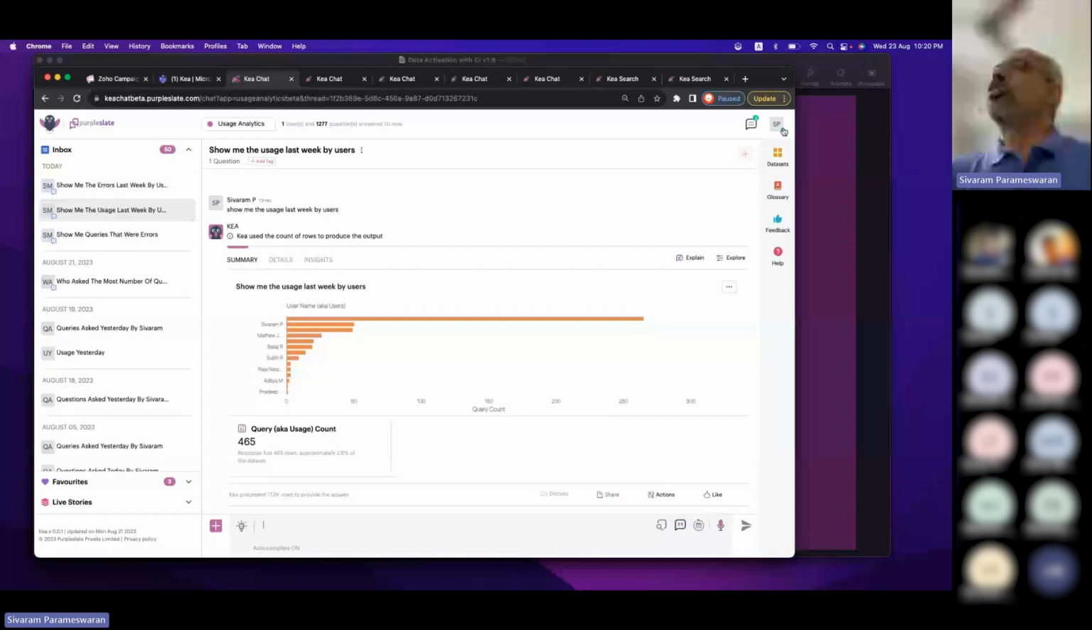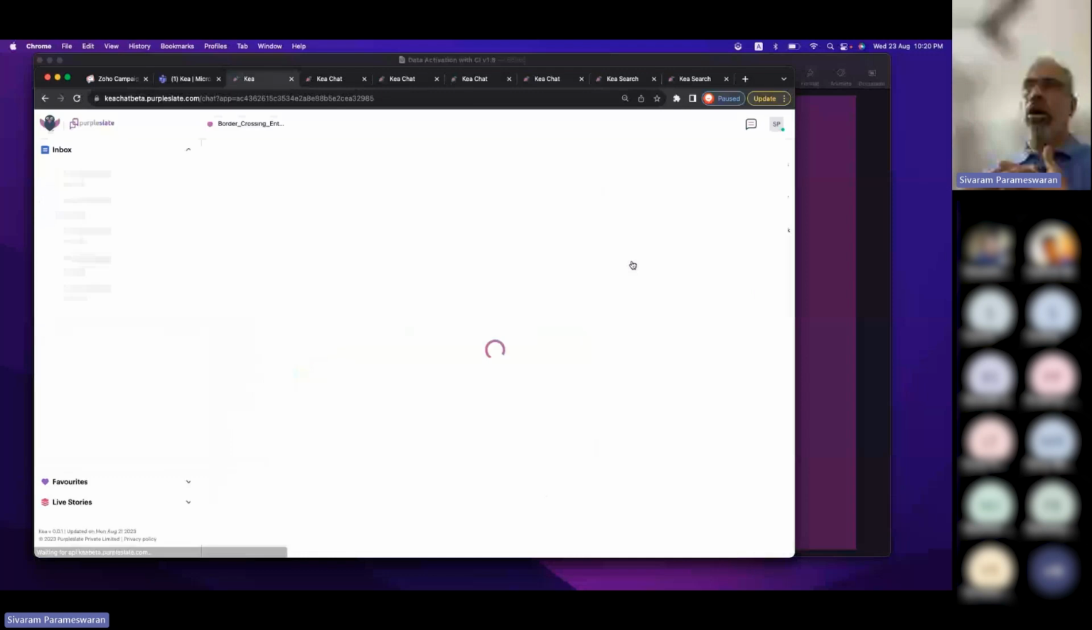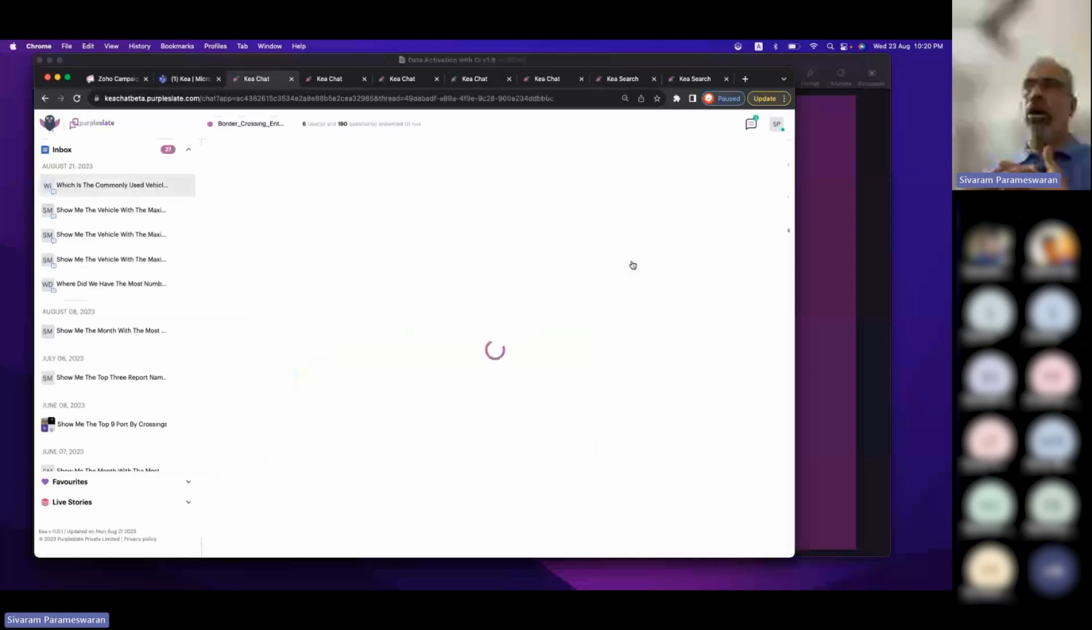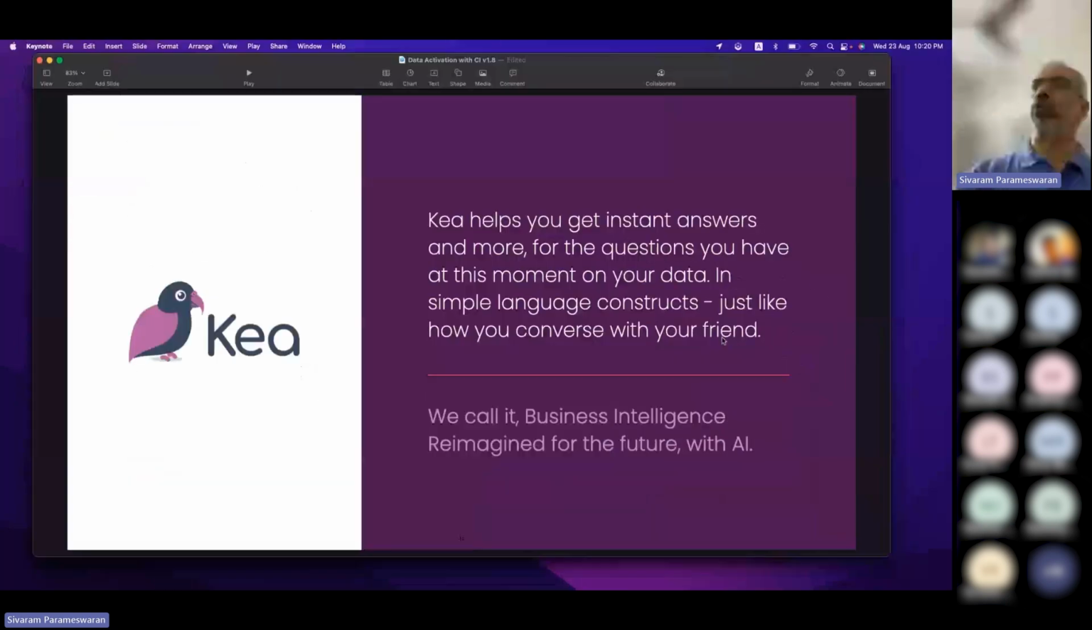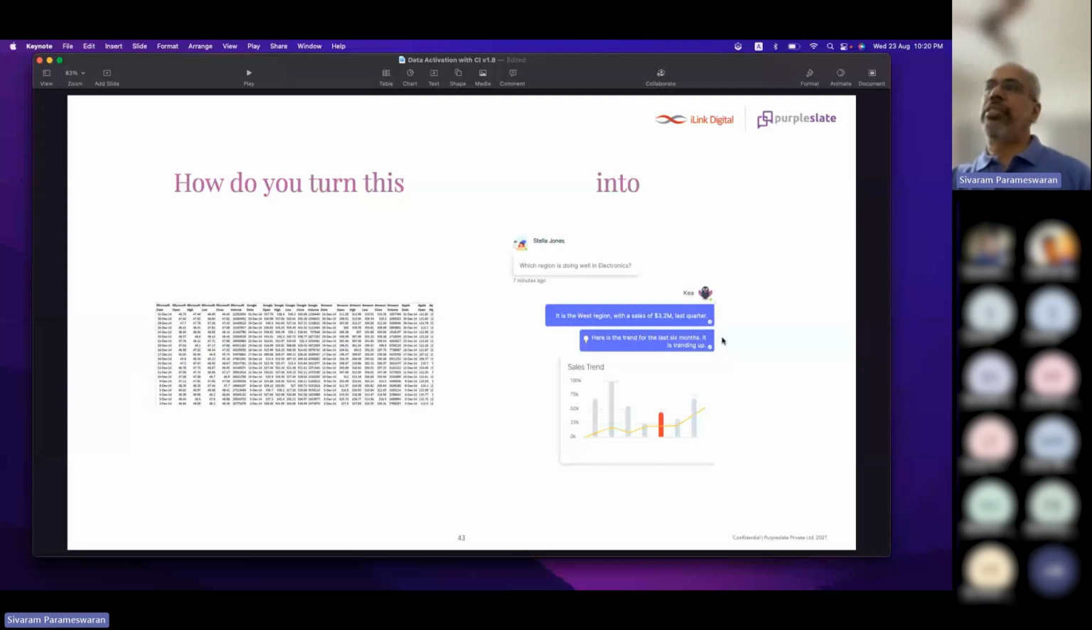That's pretty much what Kia does. You can onboard as many data sets as you want. There is a whole bunch of stuff I have here. There are so many data sets which we have connected, and these data sets could be of extremely large volume, files, databases, whatnot. Wherever the data is, Kia can connect to it and answer those questions. So the idea behind this is how do you turn data into answers and insights, right? I think very simple steps.